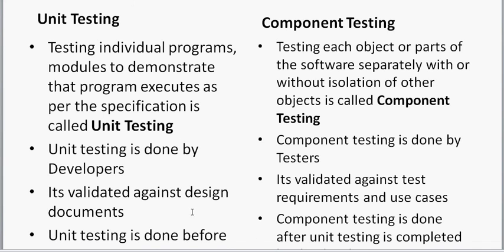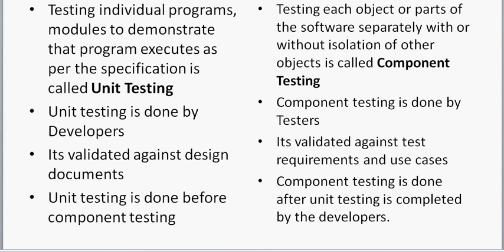So unit testing is validated against design documents, and component testing is validated against test requirements and use cases. And as we had seen before, unit testing is done before component testing, and component testing is done after unit testing is completed by the developer. So the order is unit testing, component testing, and then integration testing.